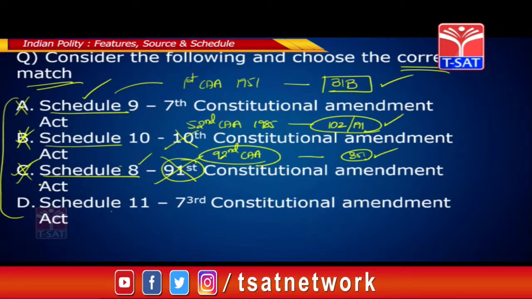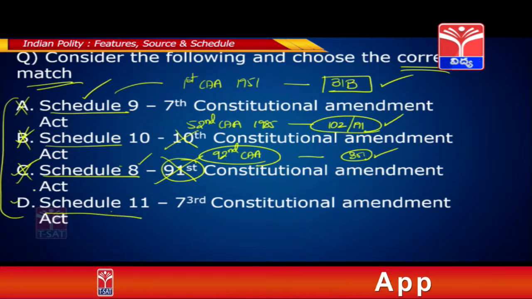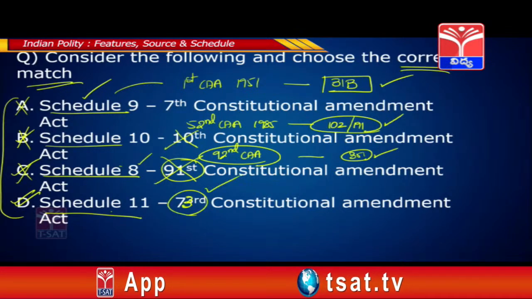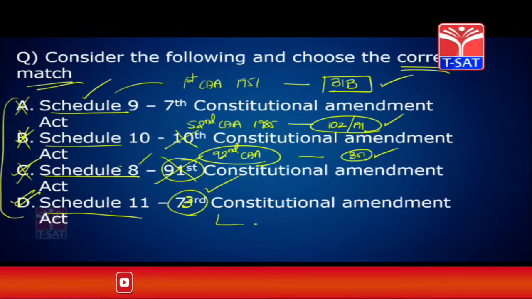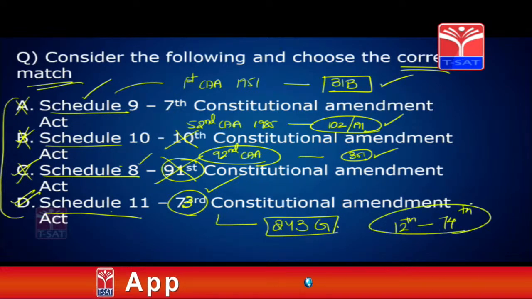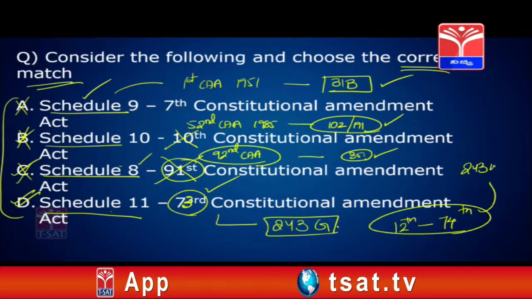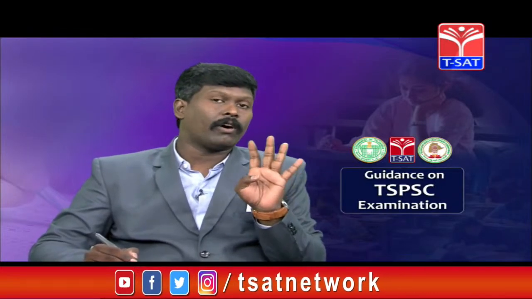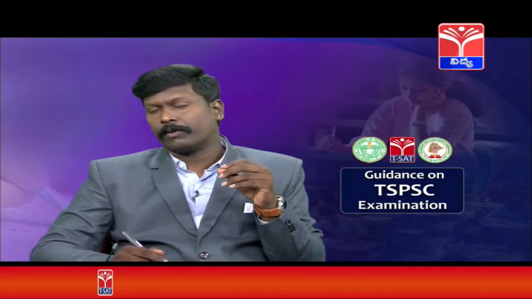And the last option we are left with is Schedule 11. Schedule 11 is actually the 73rd Constitutional Amendment Act, this is correct, and it is linked to Article 243G. And you have the 12th schedule, linked to the 74th Constitutional Amendment Act, linked to Article 243W. So 9, 10, 11, 12 are the 4 schedules added afterwards, after the Constitution came into force.